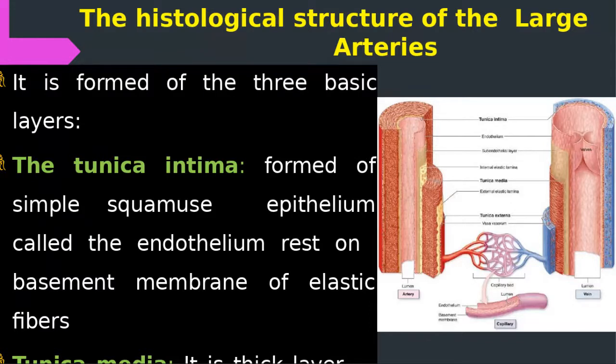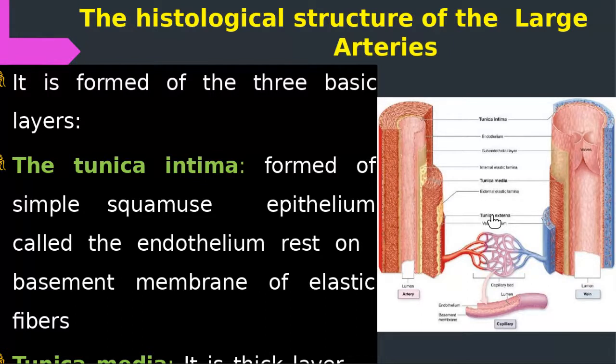Now, the histological structure of the arteries. This you have to know. It is formed of three basic layers. If you remember, initially I told you that the circulatory system is made up of three layers. What are those? Tunica intima, tunica media, and tunica externa or adventitia. In this picture, the inner layer is called the tunica intima, the middle layer is the tunica media, and then you have the tunica externa, also called the tunica adventitia. The name itself suggests that this is an external layer.